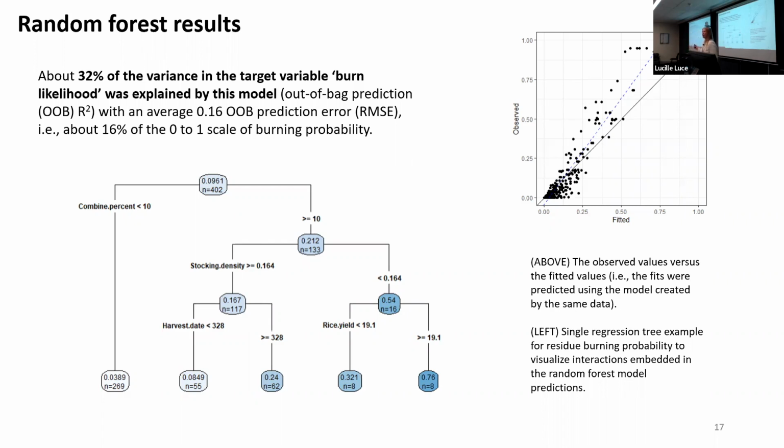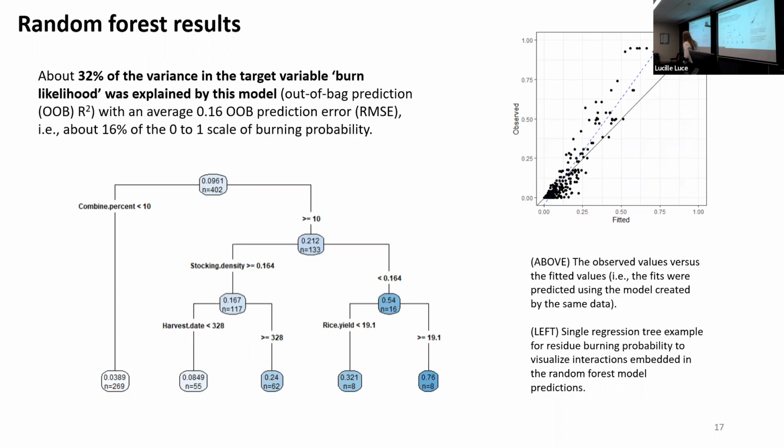This is one example of how the model is thinking about these factors. Our first split is for farmers with more than 10% of their rice area combine harvested. They're more likely to burn. I'll just note that for a lot of these farmers, combine use versus manual use is usually not a binary. It's usually a percentage of each. Again, it depends on the timing, on the availability, on the field entry and livestock.